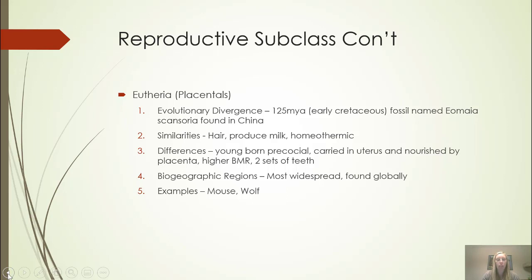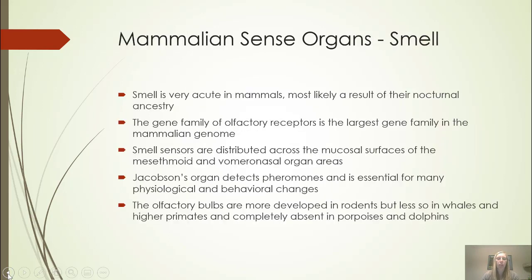But it's most of the animals that you think of when you think of mammals and their typical form of reproduction because they are so widespread and so common. Mammals have very unique sensory organs. I'm going to talk a little bit about the sense of smell today.